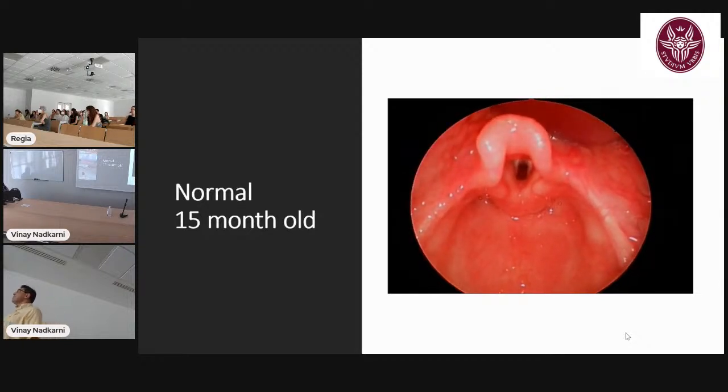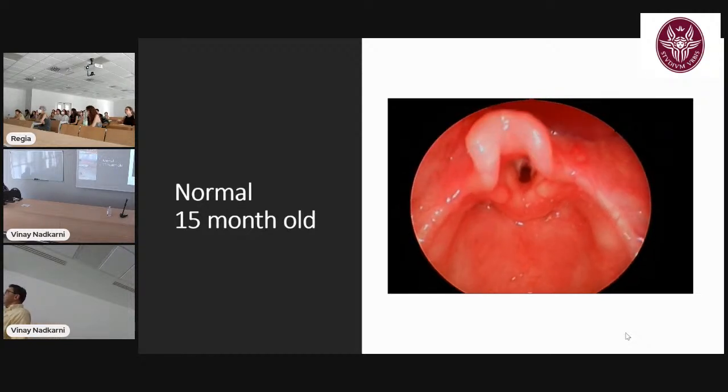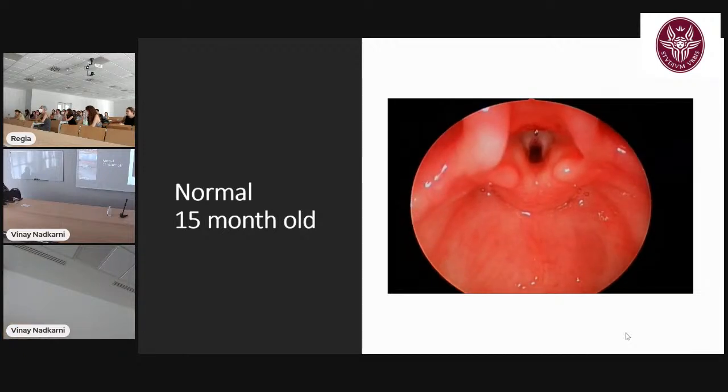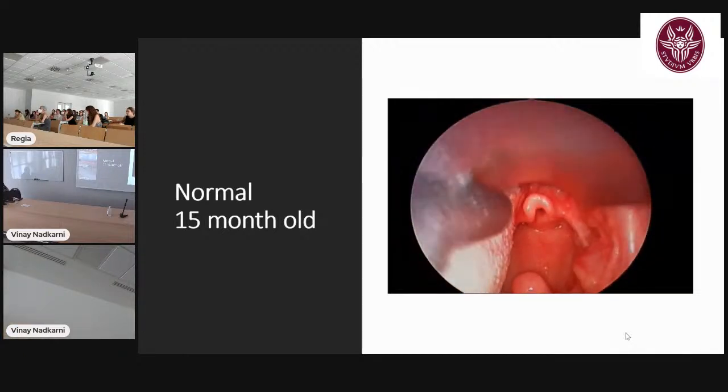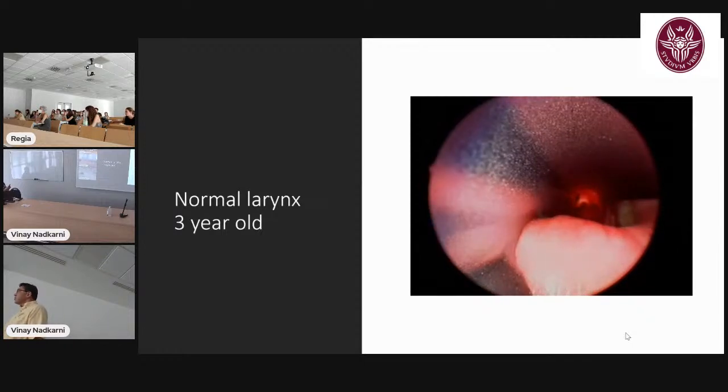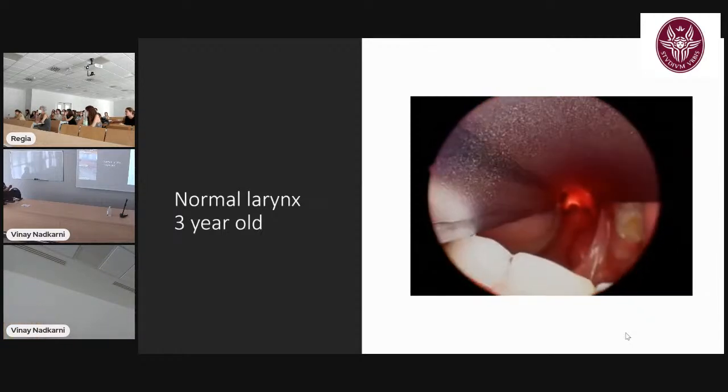Now, here's a 15-month-old. You see a little bit of difference in the epiglottis. You can see the arytenoids very nicely, grade 1 view. You can see the airway right there. And this laryngoscope blade is sweeping the tongue out of the way to give you a nice view of the airway. Here's one where they're struggling a little bit to move the tongue out of the way.